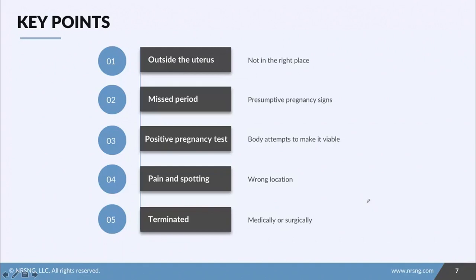So let's look at some key points just to bring it all together. An ectopic pregnancy is outside of the uterus. It's not in the right place, okay? The patient is going to have a missed period and probably some presumptive pregnancy signs. She will have a positive pregnancy test because the body thinks she's pregnant and is attempting to make it viable. She's going to have pain and spotting. This is going to happen because we're in the wrong location. So she's going to feel that pain and have that spotting as that embryo starts to grow, and it has to be terminated either medically with methotrexate or surgical removal, laparoscopically or laparotomy.